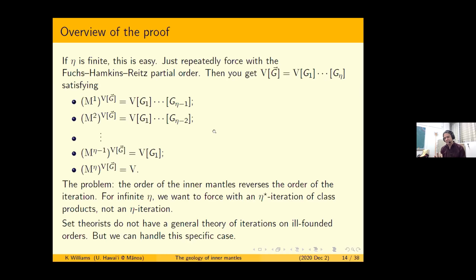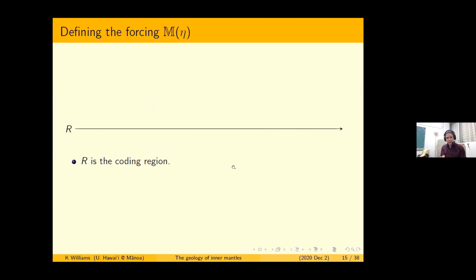So the idea is that we want to do an eta star iteration of the Fuchs-Hamkins-Reitz partial order. If we can figure out how to do that, it will give us the result. We'll do it eta many times, peeling it off going backwards along this eta star. Let me give you a picture defining the forcing.